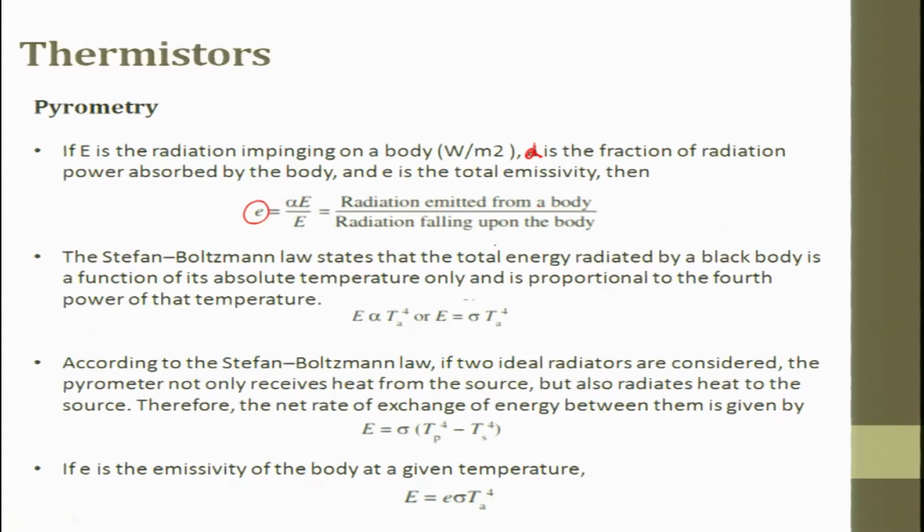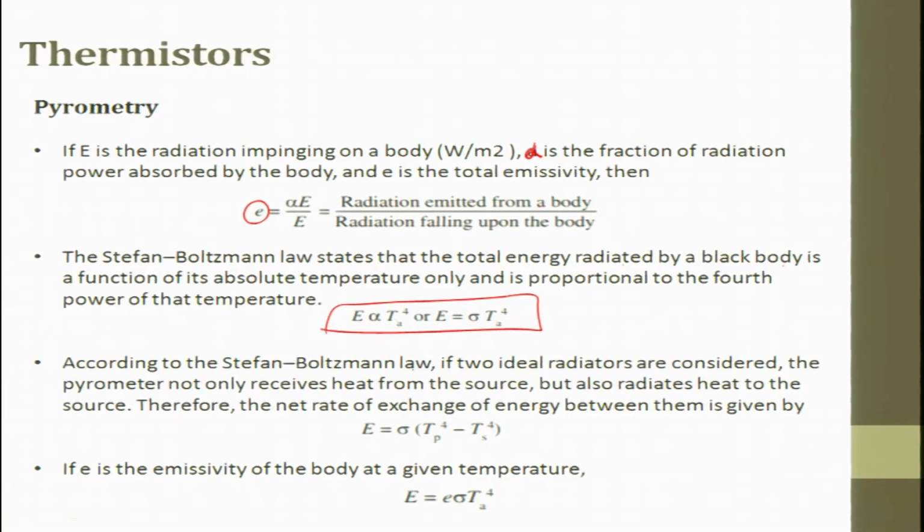The Stefan-Boltzmann law states that the total energy radiated by a black body is a function of its absolute temperature only and is proportional to the fourth power of the temperature. So, E is equal to alpha times T to the power 4.